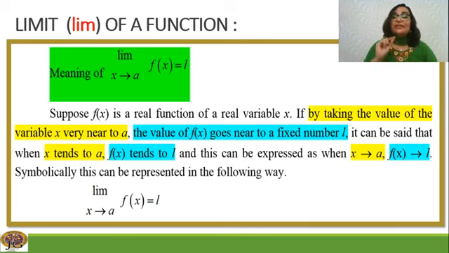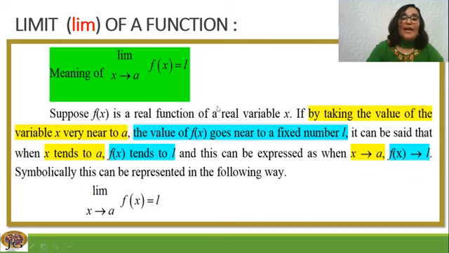What happens is the value of your function answer goes very near to a fixed number L. हमारे सब में कौन सा नंबर था? फिक्स नंबर कौन सा था? L कौन सा था? 2 था. आंसर जो आ रहा था फंक्शन का उसकी हम बात कर रहे हैं, right? So it can be said that when x एरो ए नहीं बोलोगे अभी हम क्या बोलेंगे? टेक्निकल नाम क्या है उस एरो का, ग्रीन कलर वाले? It is x tends to a, fx tends to L.